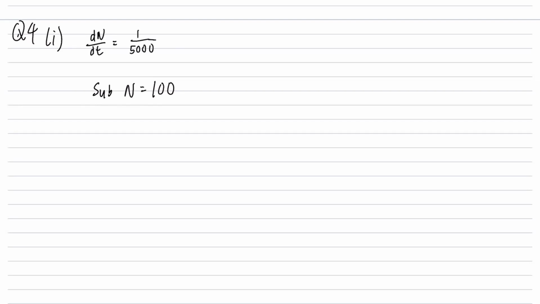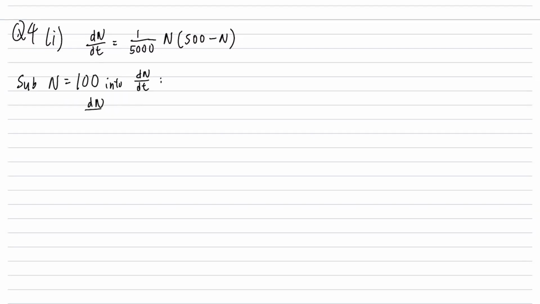So I sub it into the dn over dt. Then I should write this down in a full sentence: into dn dt. Then you get dn dt equals 1 over 5,000 multiplied by 100 multiplied by 500 minus 100 is 400. Then you can just type in a calculator. I think you will get your 8. Divide by 5,000. Yep, correct. So equals 8. Shown, done. Easy. 1 mark.